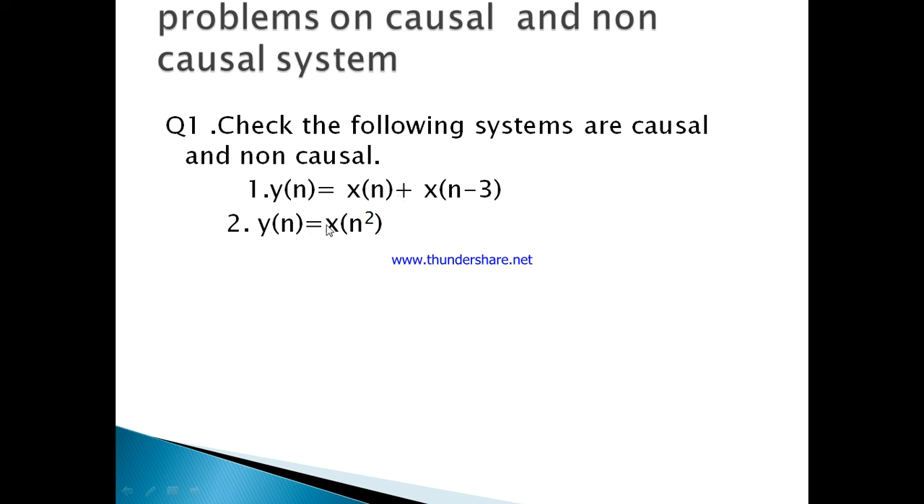Here y of n equals x of n square. So x of n square is the future input. So the second one is a non-causal system.